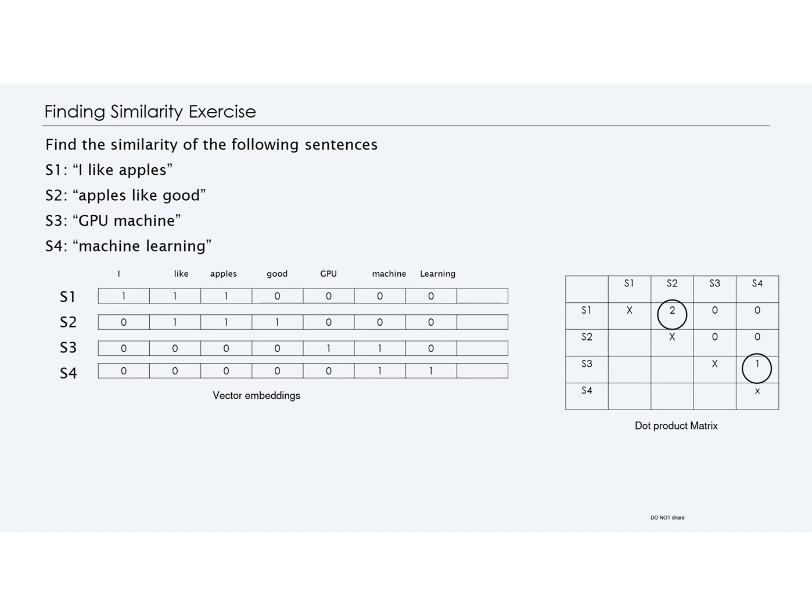Let us take this example. We have 4 documents and we create vector embeddings of the documents. The vector size will be the total words in all documents, in this case 7 words, so each document is represented by a vector.